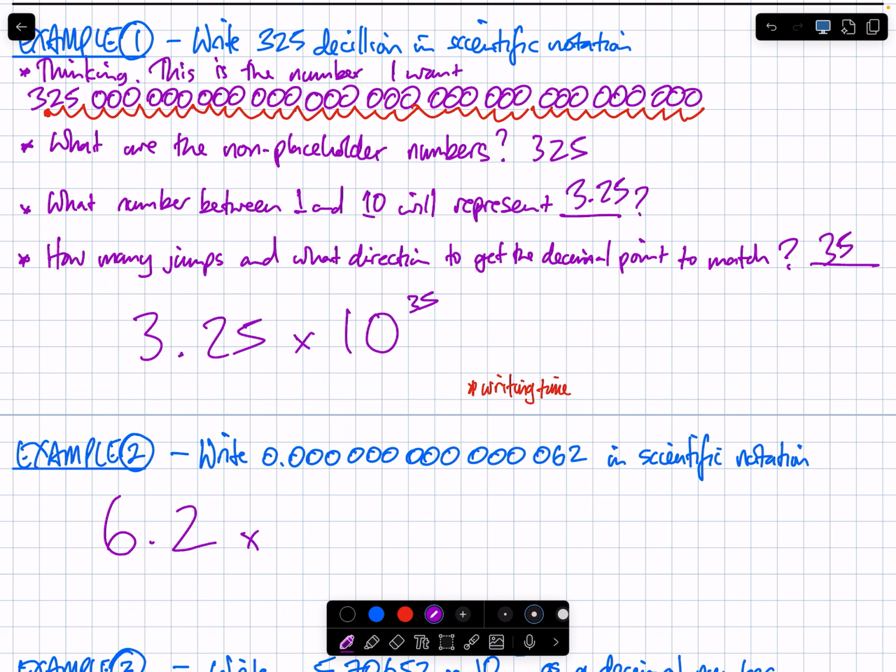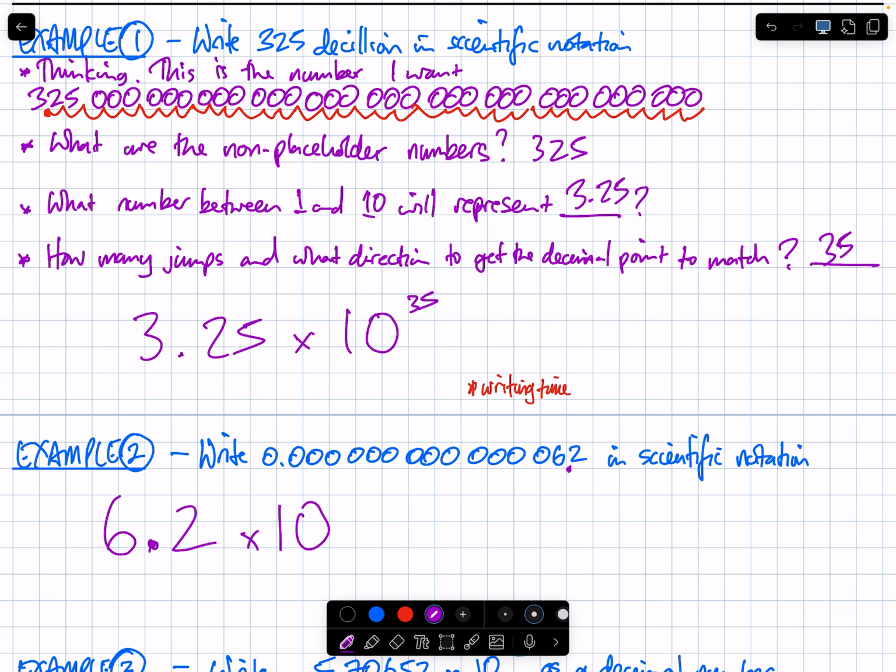6.2. You don't get to choose whether you write times 10. That's guaranteed. I need to choose how many times I jumped. So your classmate said it was between the 6 and the 2. There's a decimal point between the 6 and 2. What direction am I jumping now? Left or right? Left, because this is an extremely small number. The decimal point's right there.